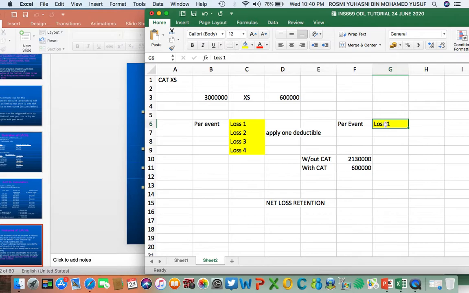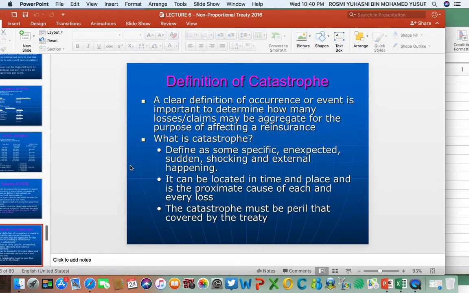It is similar, it has no difference with working excess. So that is why, to differentiate between working excess and catastrophic excess, the claim occurrence must be more than one, then only catastrophic reinsurance will share the claim. Okay, remember that.